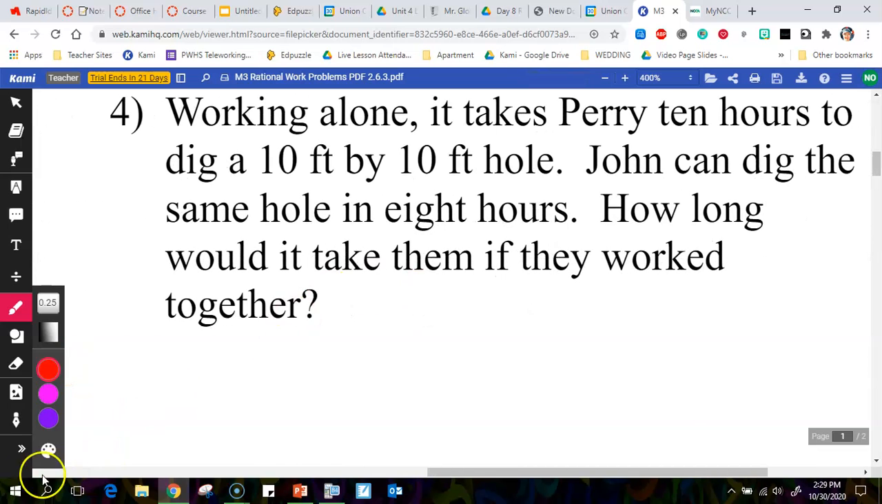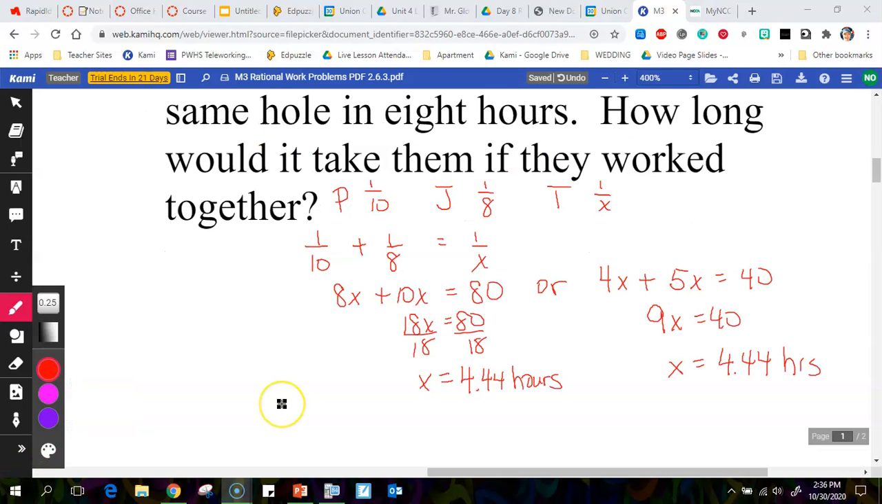Same thing. Pause your video and see if you can get this one. Perry takes 10 hours. And sometimes they'll give you information that's not needed. Look at this, 10 foot by 10 foot hole. That's not really part of the problem. It could just say dig a hole and it would be the same. So pause your video and see if you can get this. Okay, let's see how you did.